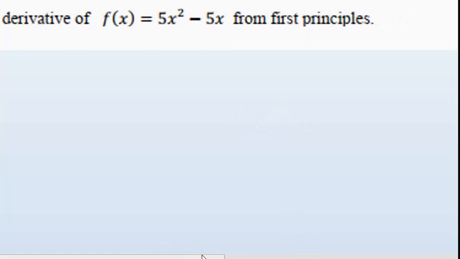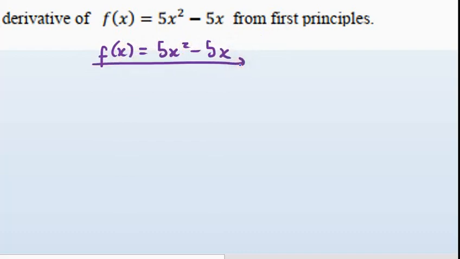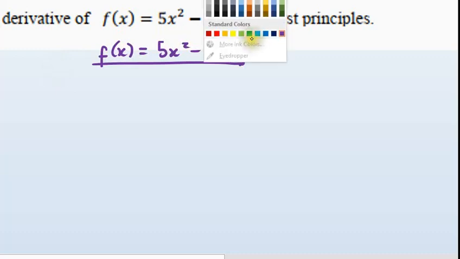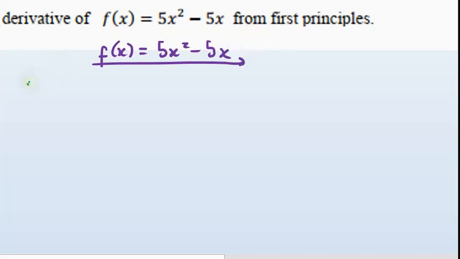So there's our equation, and let's use purple. Rewrite it. It's well written, really. So just rewriting what we have. That will be f of x is equal to 5x squared minus 5x. Good. Now let's get the derivative. Then we can use our green. f derivative of x is equal to.